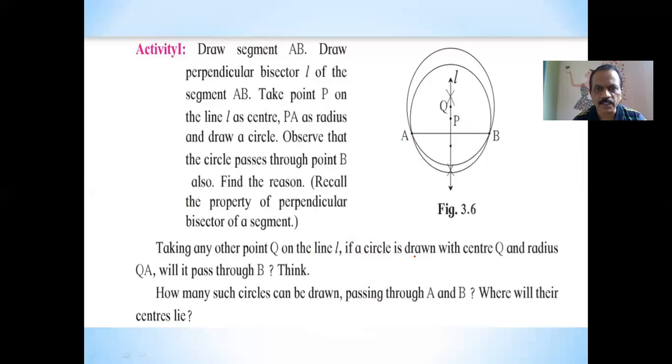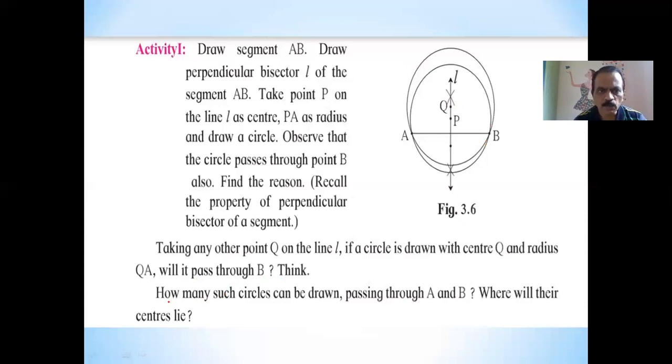If a circle is drawn with center Q and radius QA, will it pass through point B? Yes. Then this is also one center of a circle, and we take QB as the radius. When we draw the circle, we also see that the circle passes through points A and B.